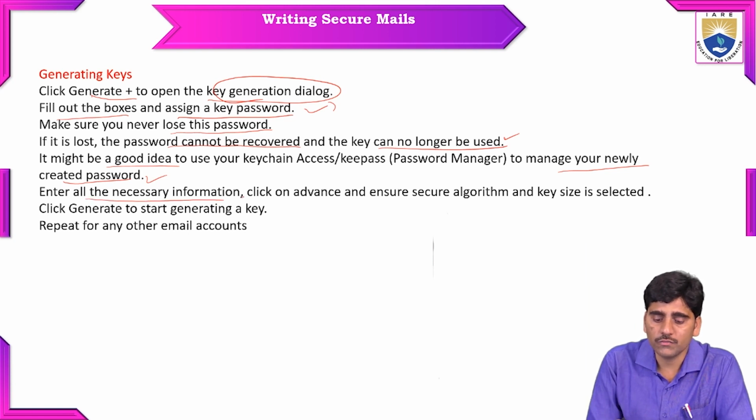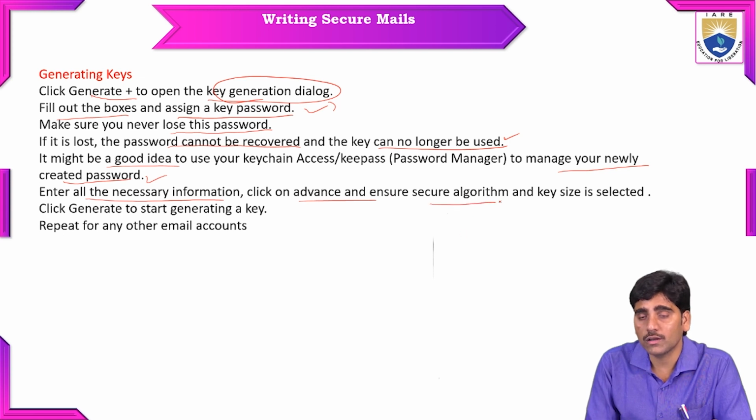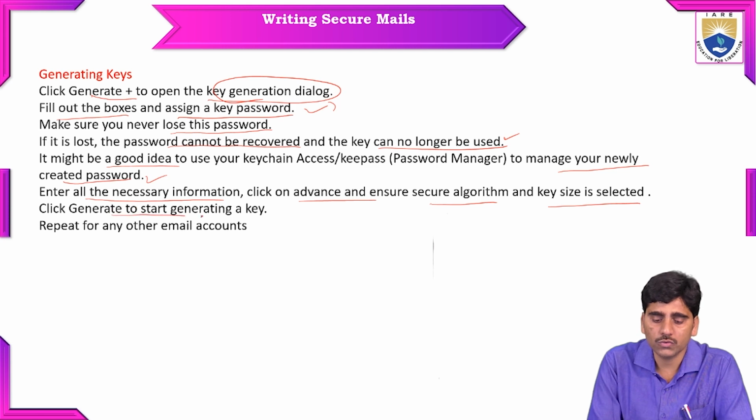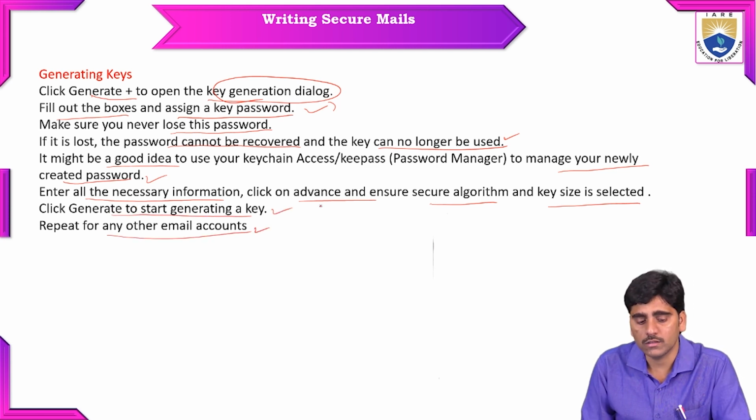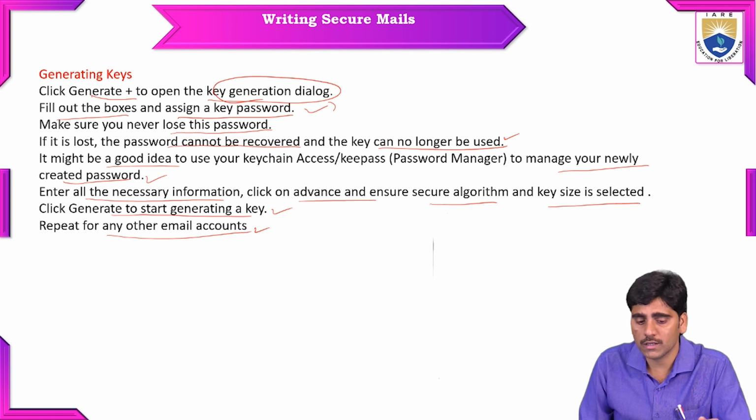Enter all the necessary information. Click on advanced and ensure a secure algorithm and key size are selected. Click generate to start generating the key, and repeat for any other email accounts. What you need to do here is click generate plus to open the key generation dialog. It asks you to enter a key password. Now you can give the password, which has to be remembered and cannot be recovered.